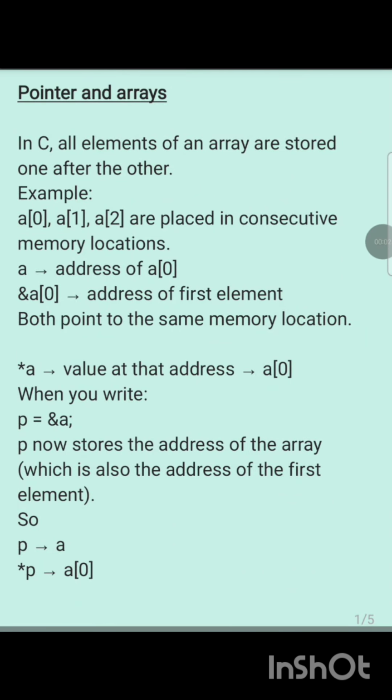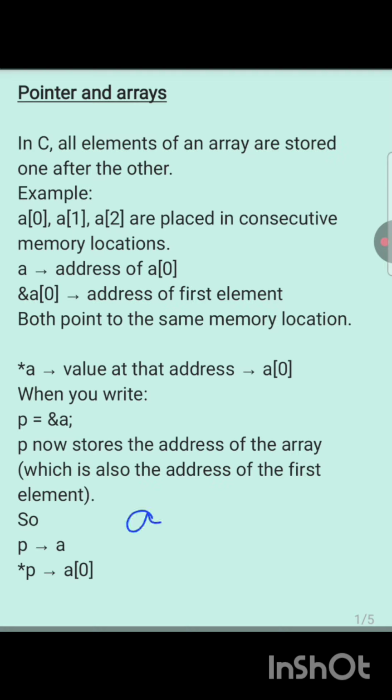In C, the elements of an array are stored in consecutive memory locations, that is, one after the other. For example, we have an array A, and it has 3 elements. So A of 0, A of 1 and A of 2 are stored in consecutive positions in the memory. Now we use a pointer in order to access the array address and the value stored in that array. Let's see how to do it.